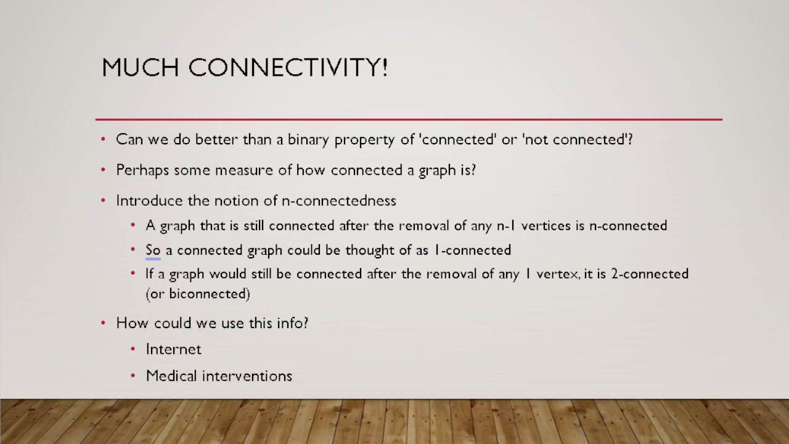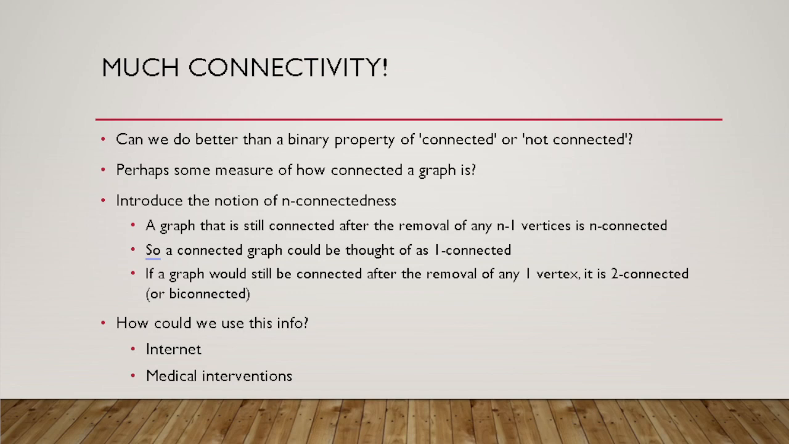But that just gives us the sort of binary property. A graph is either connected or it's not connected. Okay, and that's cool for a lot of problems that we need to solve. But sometimes we might care about how connected a graph is. Like, is it really well connected, or is it just sort of precariously connected?